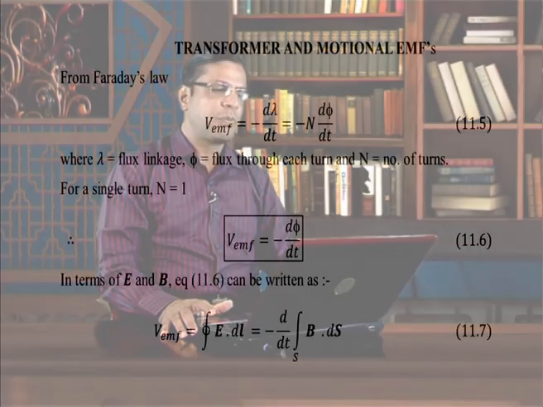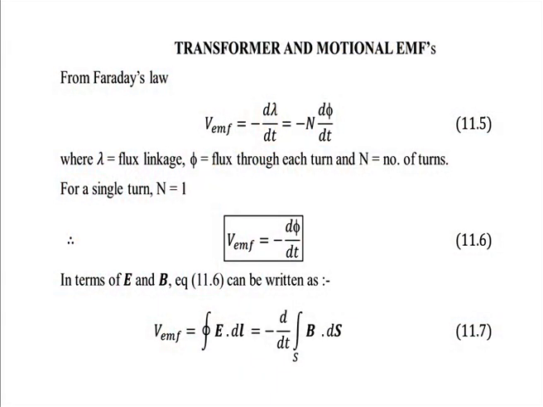Next we come to the transformer and motional EMFs. From Faraday's law, V EMF is equal to minus d lambda by dt, which is equal to minus N d phi by dt. If N is equal to 1, then the equation reduces to V EMF is equal to minus d phi by dt.